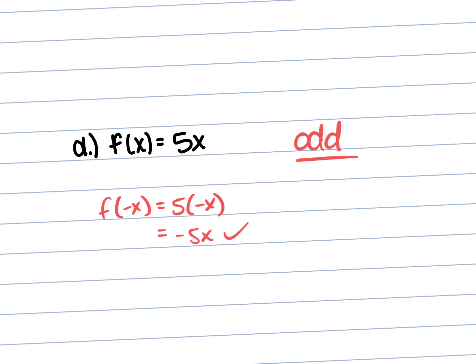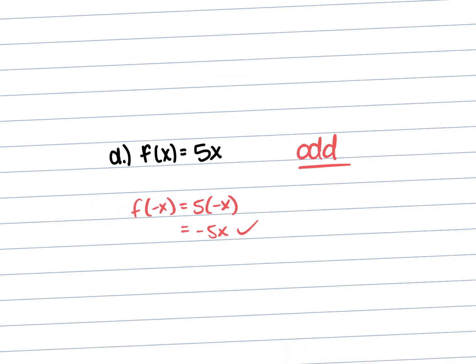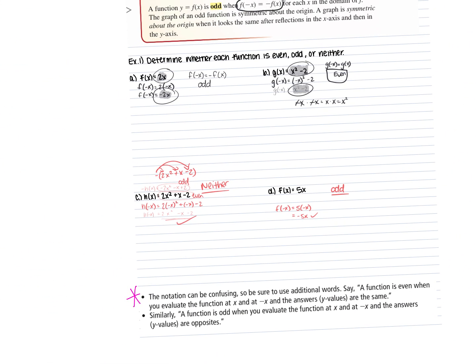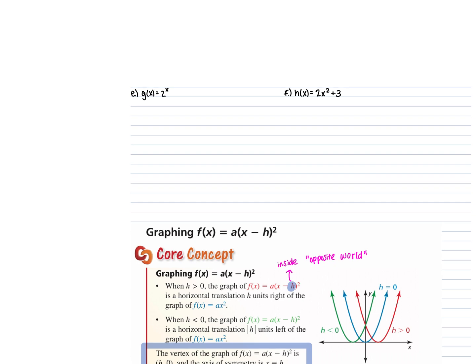Wait, who said even? Is it even if it doesn't match? What would have to be down here for it to be even? 5x. It would have to be the exact same thing. If the negative doesn't change your function, then it's even. If it does change the sign of your function, it's going to be odd. Okay. This is the hardest part of the lesson, guys. The second part is way easier, I promise, okay?